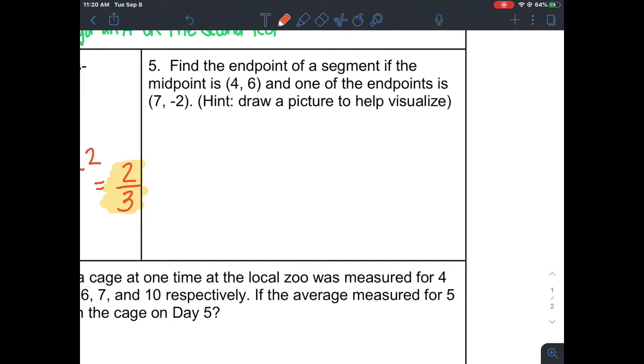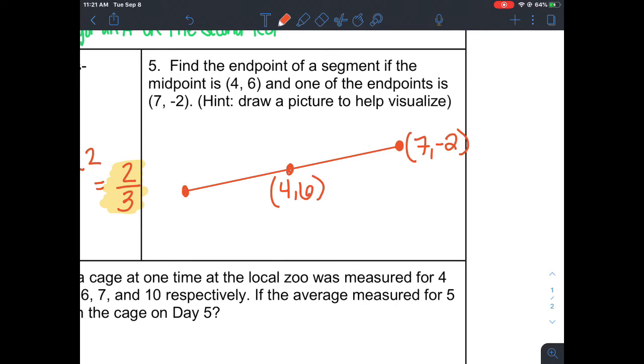Number 5, find the endpoint of a segment if the midpoint is 4, 6 and one of the endpoints is 7, -2. Hint, draw a picture to help you visualize this. So we have a line, we have endpoint, midpoint, endpoint, and I don't really care what my line looks like so long as it's a line, has 2 endpoints and a midpoint. I'm not too concerned with the positive and negative numbers of my coordinates. We have the midpoint at 4, 6, and we have an endpoint at 7, -2.